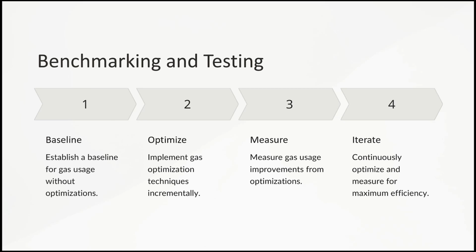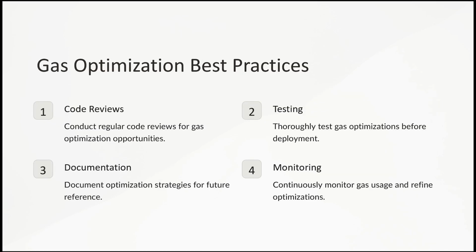Branching and testing a smart contract follows establishing a baseline for gas usage without optimizations. Then, we need to implement gas optimization techniques to it incrementally. We need to measure the improvement from the optimization and continuously repeat this process for maximum efficiency.